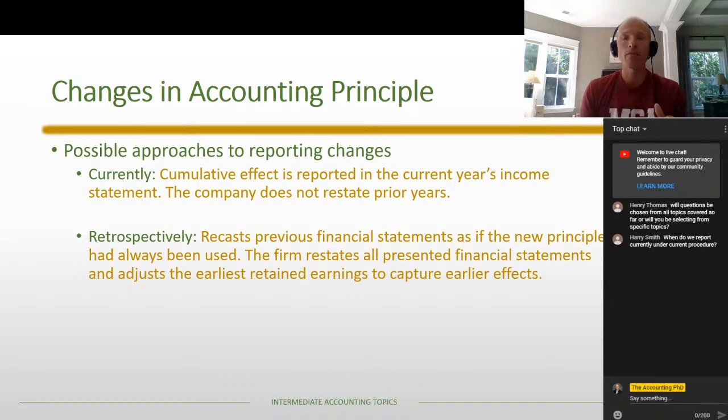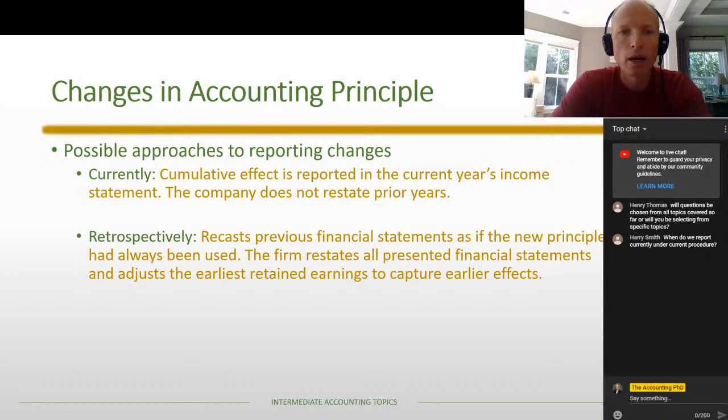Now, there obviously, for some of these changes in accounting principle, there could be effects that predate anything that's presented. In that situation, then you just make an adjustment to the earliest retained earnings that are reported on your financial statement. And so just be aware of that.